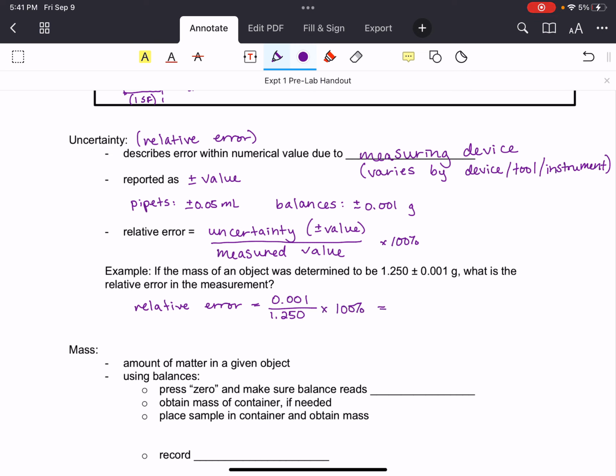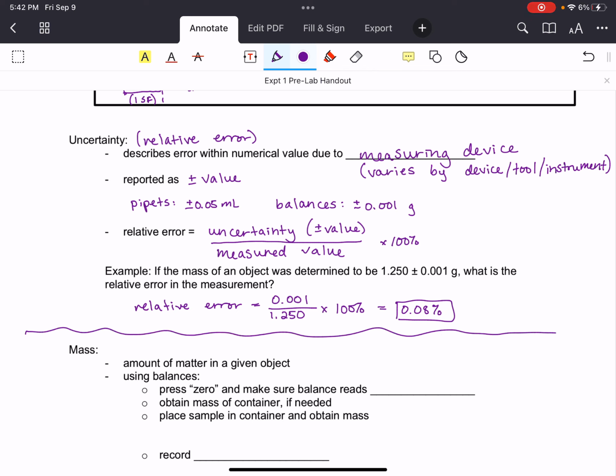This will only have one significant figure because uncertainty should only be in one of the decimal places, and we'd get an uncertainty of 0.08%, which is fairly small. So we know that the measurements that we're taking are going to be fairly precise with a small relative error. So that's how we think about error.